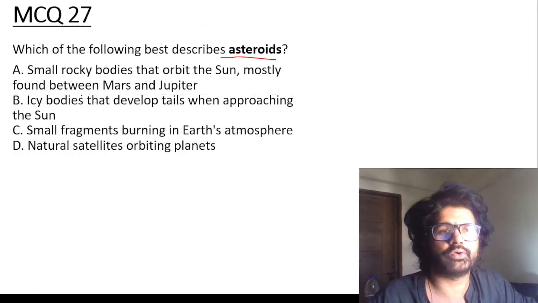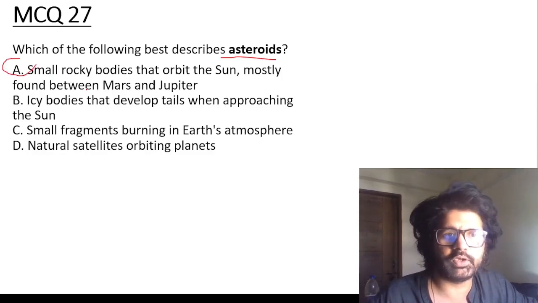Which of the following best describes asteroids? Small rocky bodies that orbit the Sun, mostly found between Mars and Jupiter.